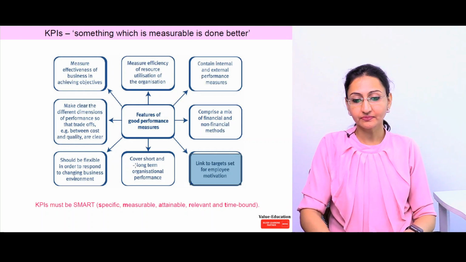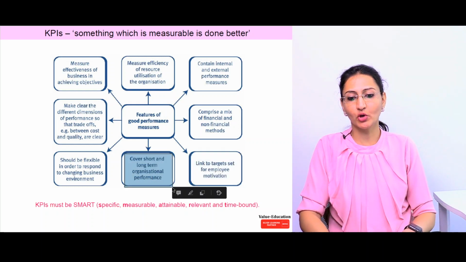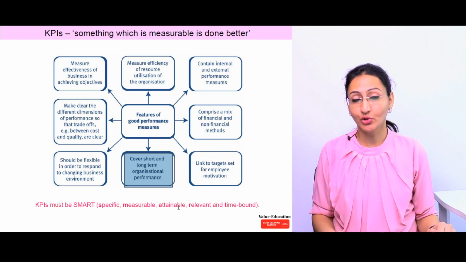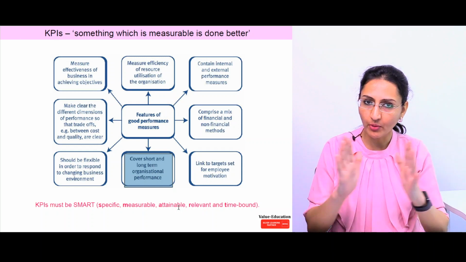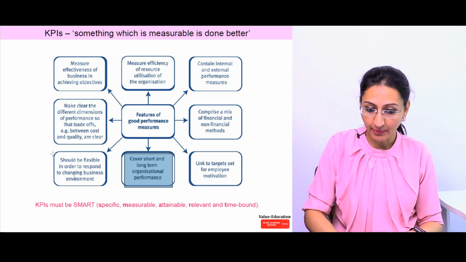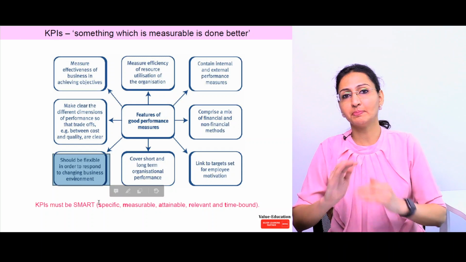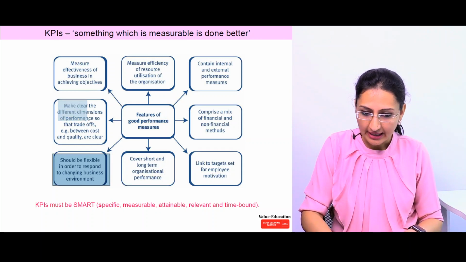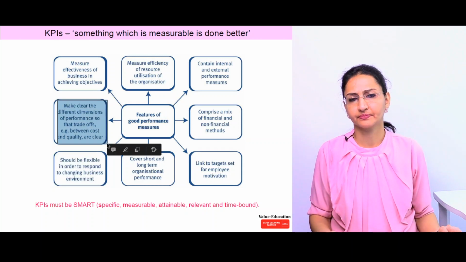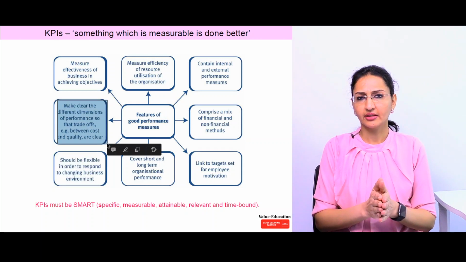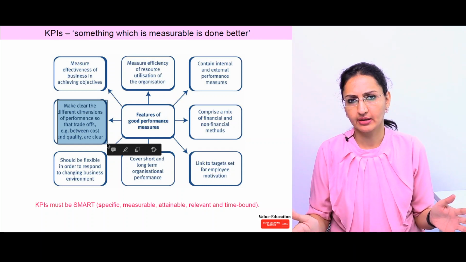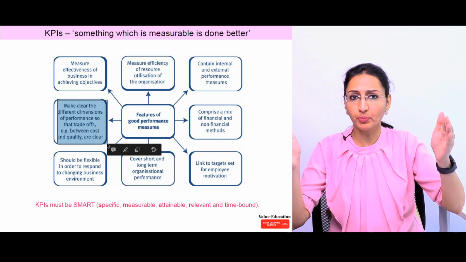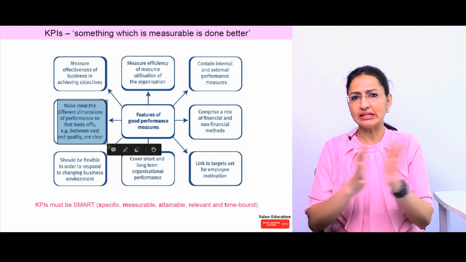Then next, cover short and long term organizational performance. That means your performance measures should cover both long term and short term performance of the organization. The performance measures should be flexible. If the business circumstances change, your performance measures should also change. They should be very clear about what good performance means. If quality is good performance or keeping cost control is good performance, they should be very clear. Clear dimensions must be there.